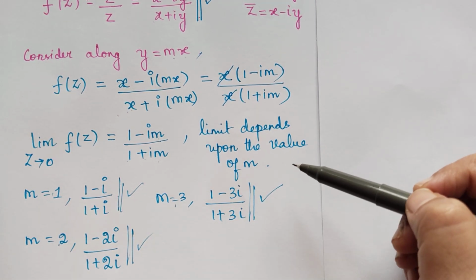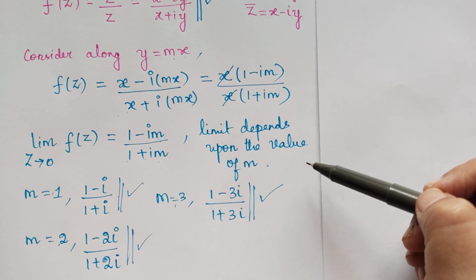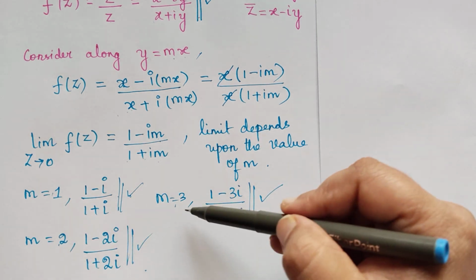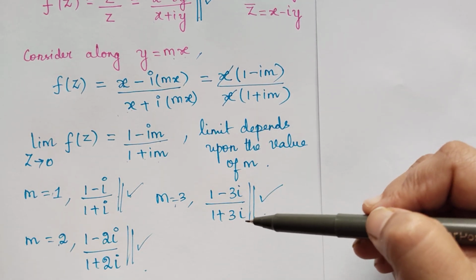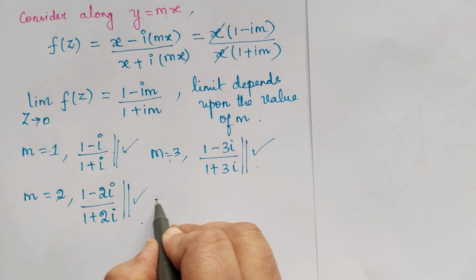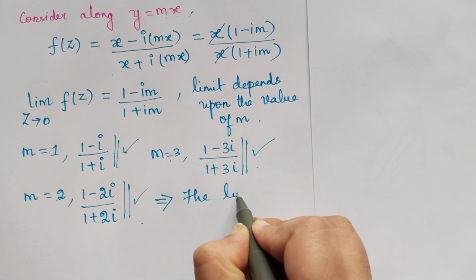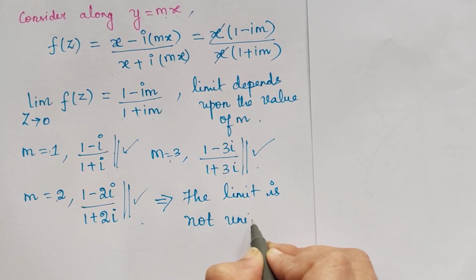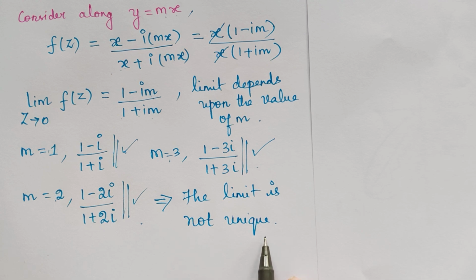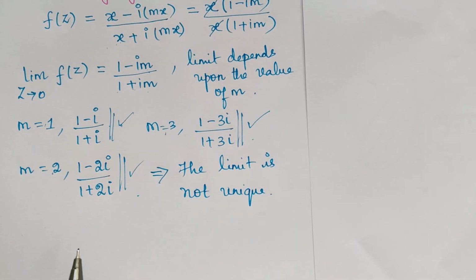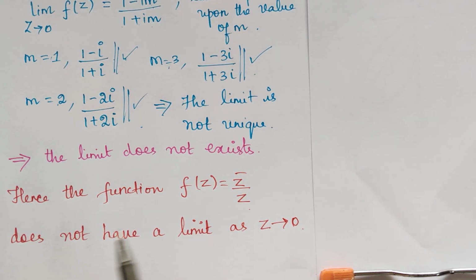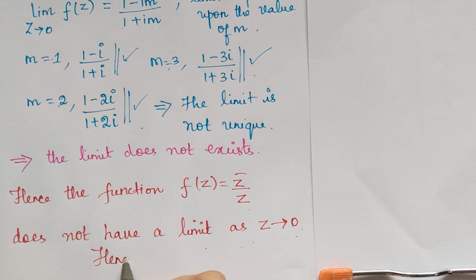But we know that in order for the limit to exist, the limit should be unique. But here we see that the limits are changing as the values of m are changing, which means that the limit is not unique. So if the limit is not a unique value, then we say that the limit does not exist. Therefore, the function f of z equal to z bar by z does not have a limit as z tends to 0. So hence we have proved the required result.